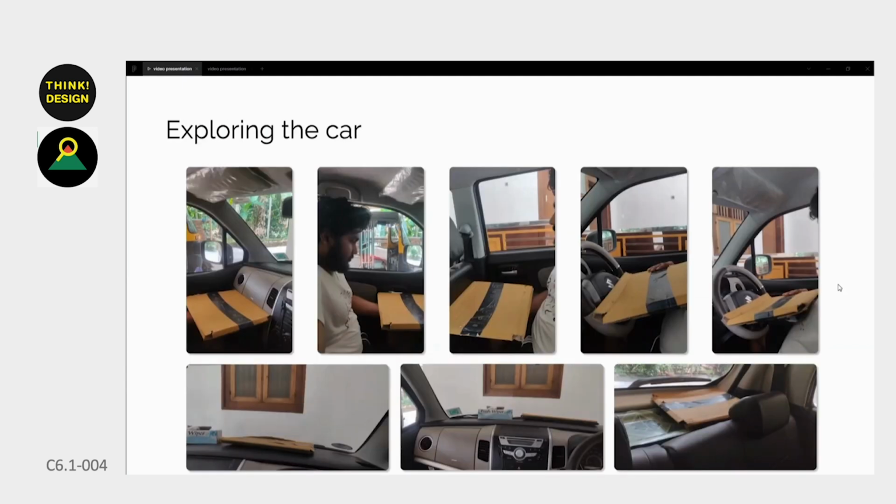So we went back to understand the car from inside. We wanted to understand the possible points where we store and attach the desk. While doing this, we took a cardboard box of 35 centimeter into 40 centimeter dimensions to study the space needed to use it and move it inside the car.